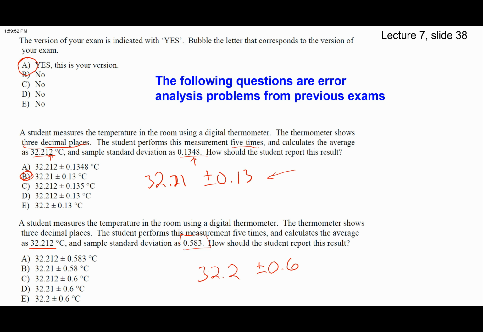So 32.2. And then lastly, does that make sense? Where is our sig figs from our instrument? Our sig figs is in the 3rd decimal place. This is a lot larger error. So our answer for this one will be E.